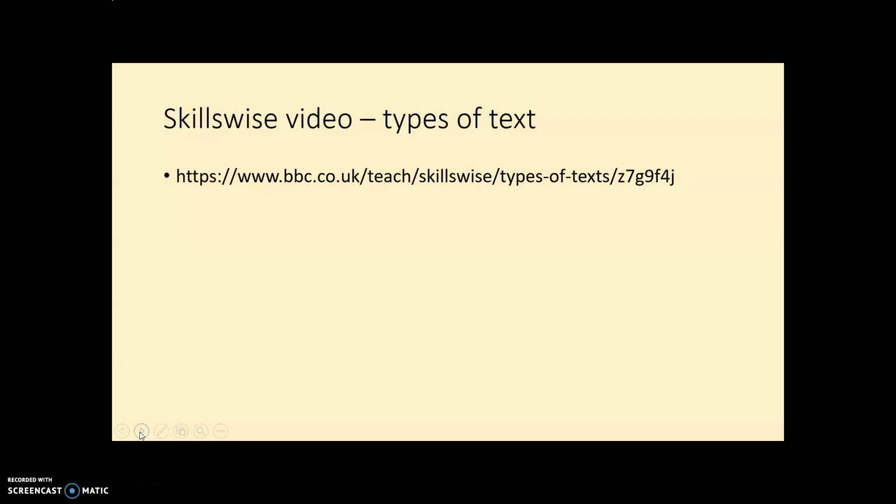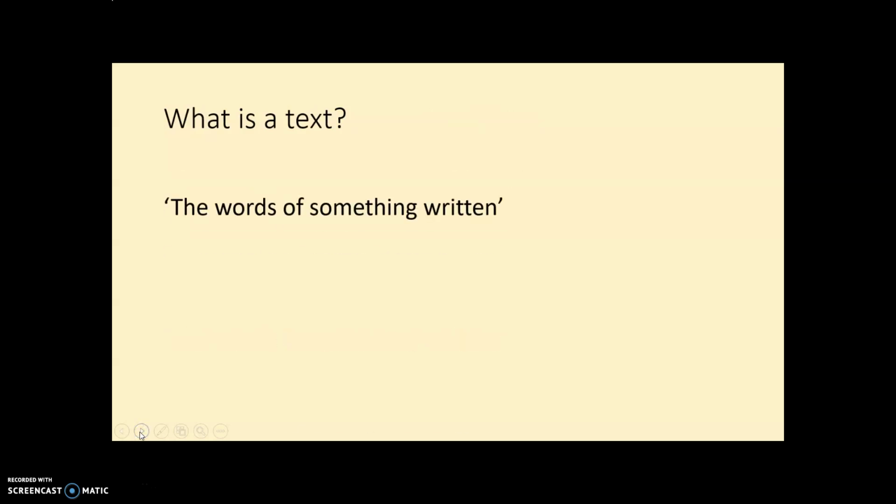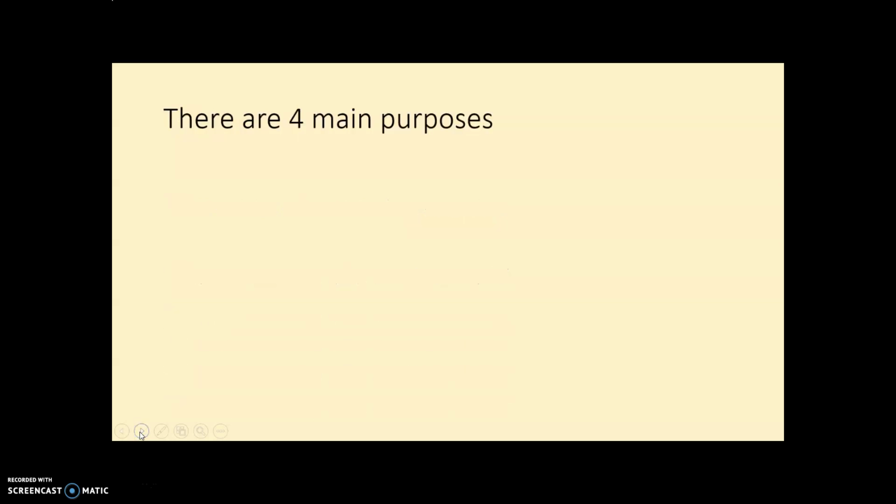Now, the next thing I want to do is to watch a video on the types of text, and this is uploaded to Moodle. So go over to Moodle and watch the video on types of text. So pause this and then move on to the next part. So what is text? The words of something written, the main body of a written work. And there are 4 main purposes: to instruct, to persuade, to inform, and to describe.